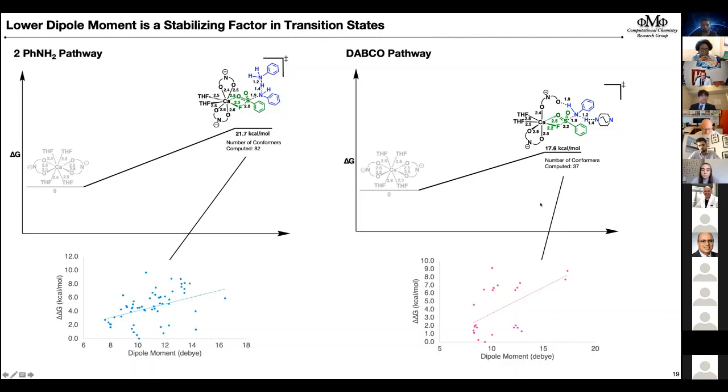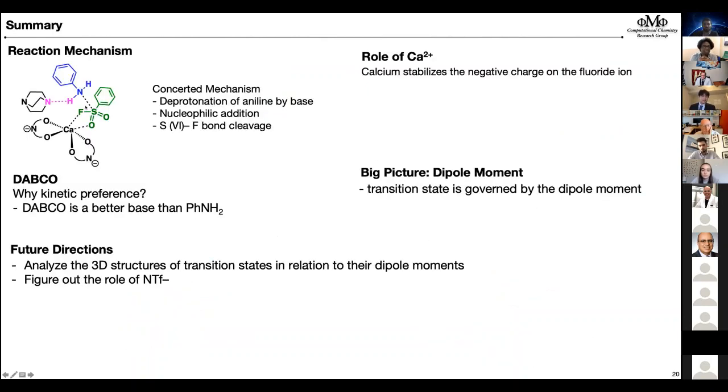So that was all. To give you a summary, our reaction mechanism was revealed to be a concerted mechanism where deprotonation of aniline by base, nucleophilic addition of aniline, and sulfur-fluorine bond cleavage all happen at the same time. What's the role of calcium? We established that calcium acts as a stabilizer of the negative charge on the fluoride ion. And why do we see a kinetic preference in the DABCO pathway? Simply, DABCO is a better base than aniline. And from the bigger picture, the transition state seems to be governed by the dipole moment.